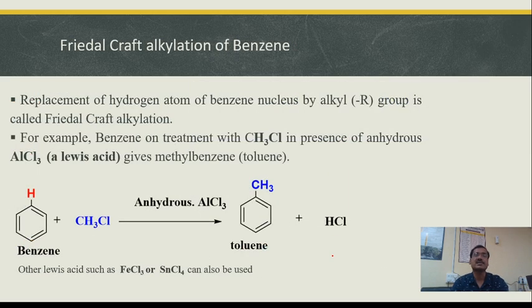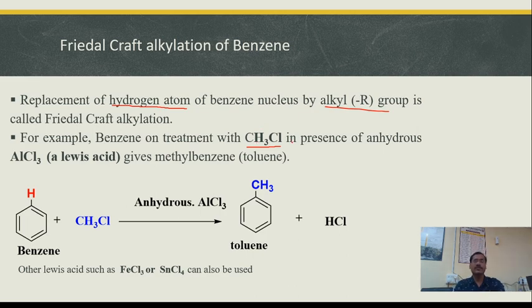Now let us move to the next reaction. Next reaction is Friedel-Crafts alkylation. Alkylation means you are replacing the hydrogen atom of the benzene ring by an alkyl group. Let us say you want to get R plus. What will be the source of R plus? The source of R plus is the alkyl halide. So if you want to do the methylation, then you can use methyl chloride.